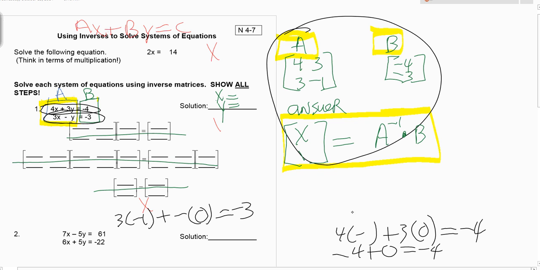Okay, I hope you've gotten something out of this video, and we'll try maybe making another one that's using a 3 by 3 matrix.